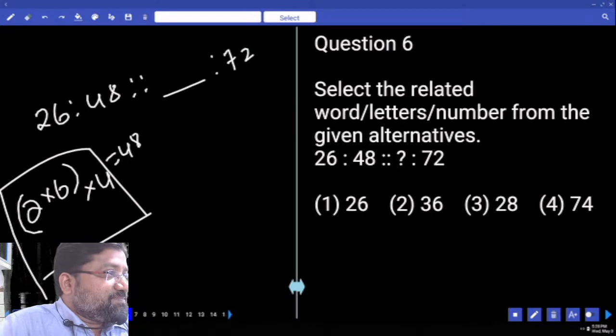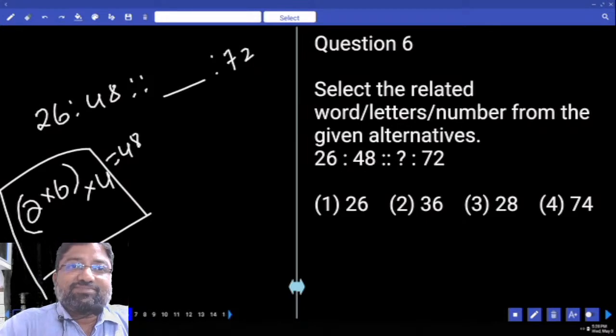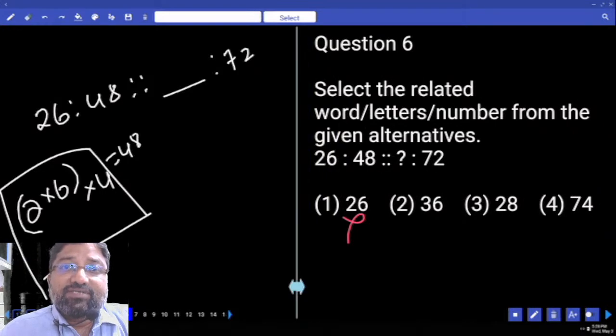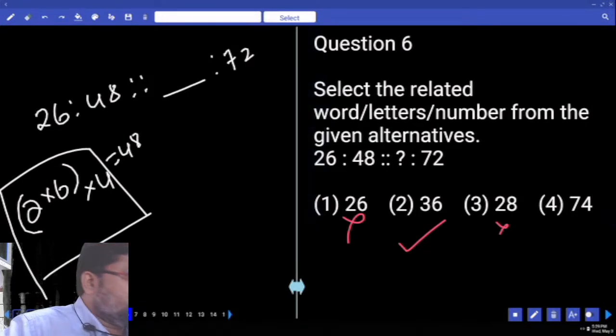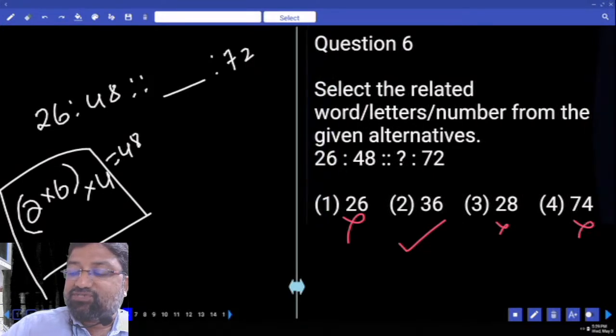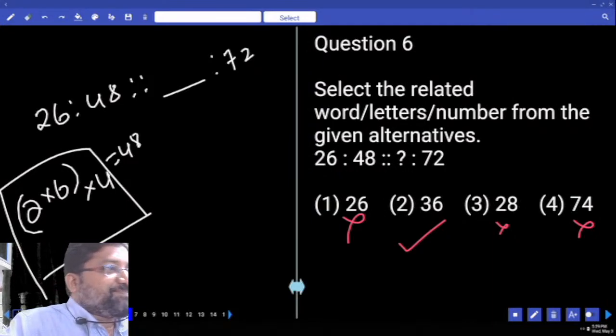Now first look, 2 into 6 is 12, 12 into 4 is 48. No way. 3 into 6 is 18, 18 into 4 is 72. Is it right? 2 into 8 is 16, 16 fours. No way, it is not 72. 7 fours 28. 28 into 4 is not 72. And I got only one option.